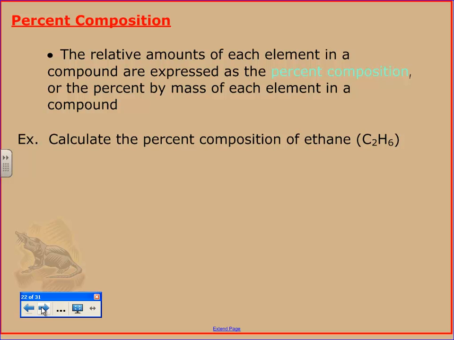Okay, so the way this works is that percent composition is basically what percent of the total compound is each element. So if we look at an example like this one where we've got ethane, C2H6, we're talking about calculating how much of that formula is carbon and how much of it is hydrogen. This is often called mass percent because what we're really worried about is the mass. Okay, so step one for solving one of these is to find the molar mass. That's what we've been doing lately anyway.